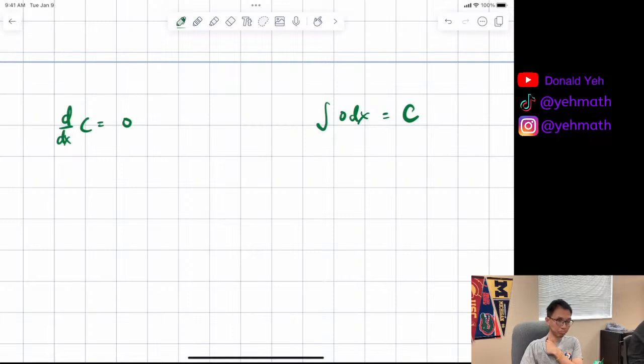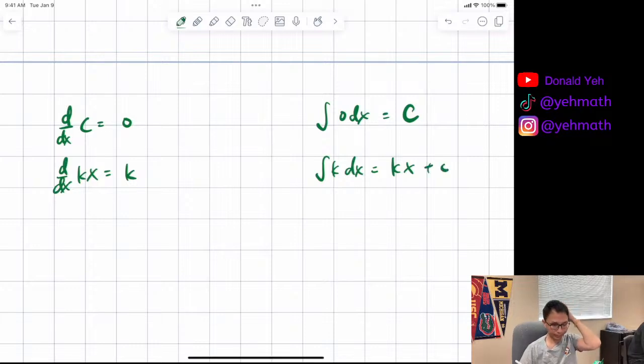Yeah, because they have reverse, right? So what's the derivative of kx? Well, that's just k. So what's the integration of k dx? What do you think the integration of k dx is? It's kx plus c. Don't forget the c, because c is important.